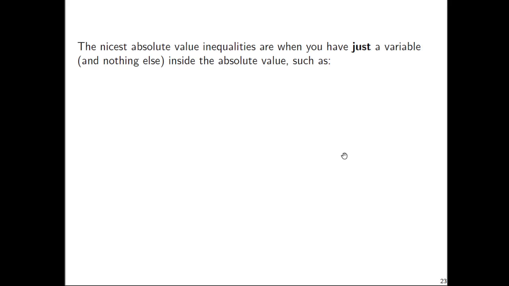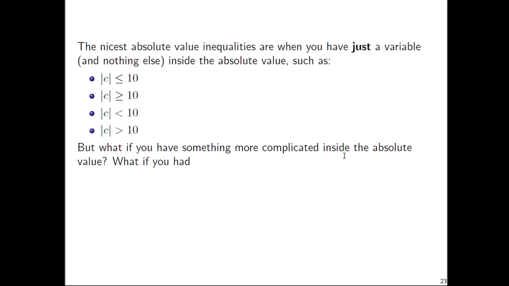The nicest absolute value inequalities are those when you have just a variable and nothing else inside the absolute value, such as one of these. So absolute value of a variable is, and then some inequality symbol, and then a number. That's the best kind. But what if you have something more complicated inside the absolute value? What if you had, for example, absolute value of 6x plus 3 is less than or equal to 27?